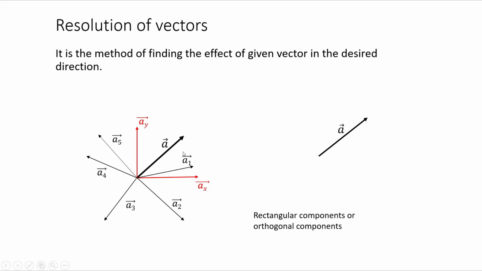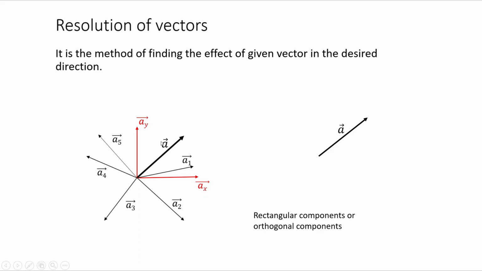Suppose A is the given vector, and this vector A will have its effect in every possible direction, that is along A1, A2, A3, A4 and so on. Not only along these directions, this vector will have its effect in every possible direction, but the maximum effect will be in the given direction, that is along this direction. So I have highlighted this one here, and now this vector can be resolved into infinitely many components.